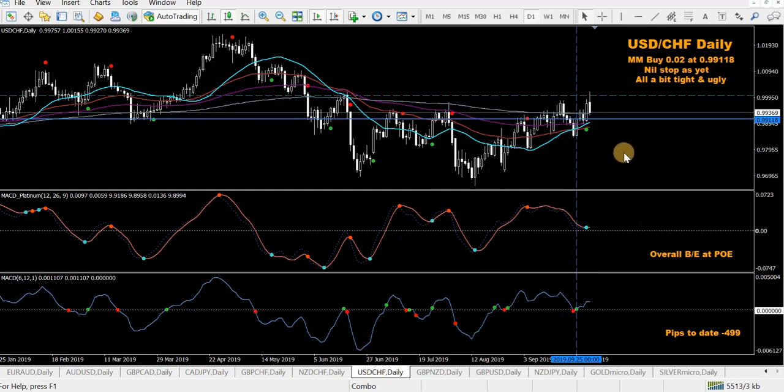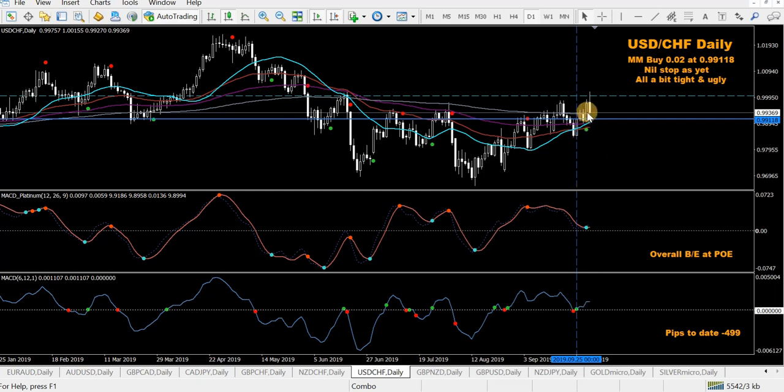USD Swiss franc. Now this blue dotted line or dashed line is parity. So basically $1 equals 1 Swiss franc. So as you can see, 1.000. It's a big number. Taking a buy, it's got up to parity, and that's a Mod MACD buy, as you can see.